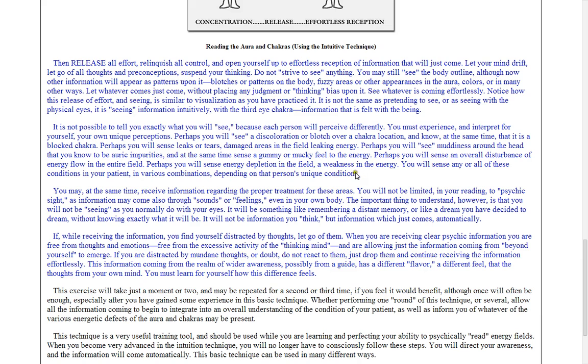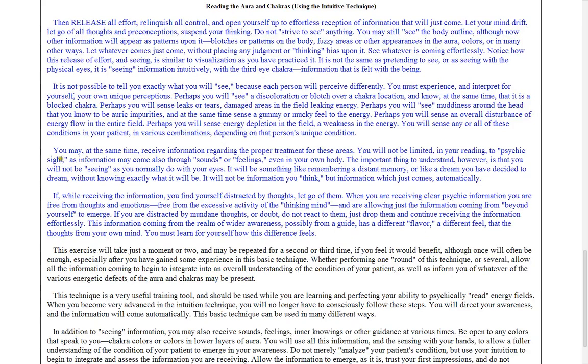Perhaps you will sense an overall disturbance of energy flow in the entire field, or maybe a local disturbance of energy flow. Perhaps you will sense energy depletion in the field, a weakness in the energy, something sucking the person's energy. You will sense any or all of these conditions in your patient in various combinations depending on that person's unique condition. You may at the same time receive information regarding the proper treatment for these areas.